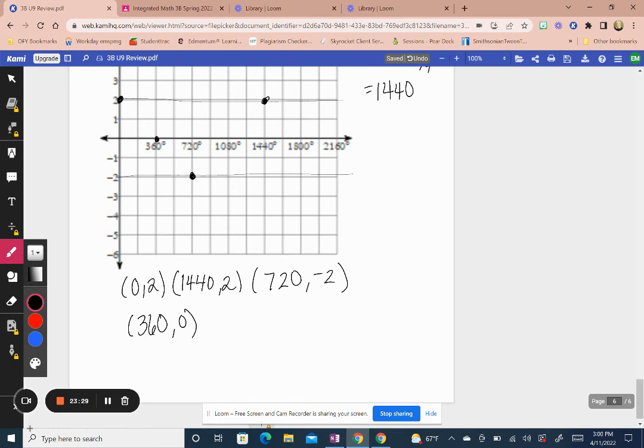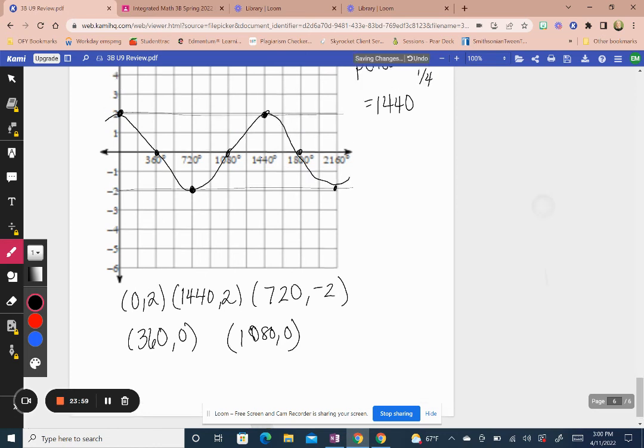And then 3/4 of 1440 is 1080. Once again, at 3/4, y is 0. So it's going to be 1080, 0. Okay, you can see the pattern, right? Right 2, down 2, right 2, down 2, right 2, up 2, right 2, up 2. So you're going to continue that pattern. You can really continue on forever. This is just helping us get through this.